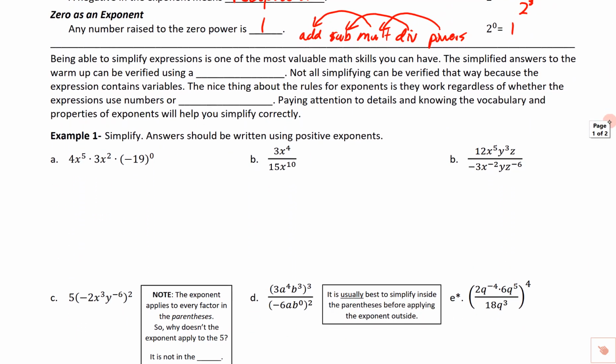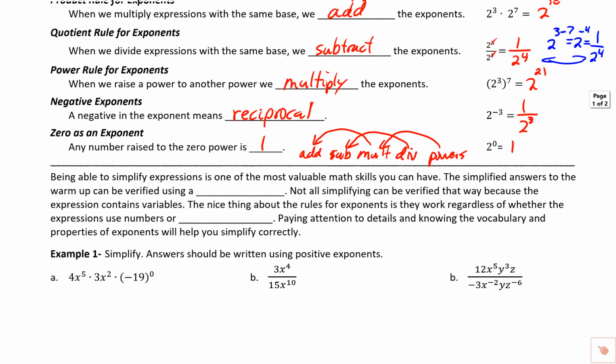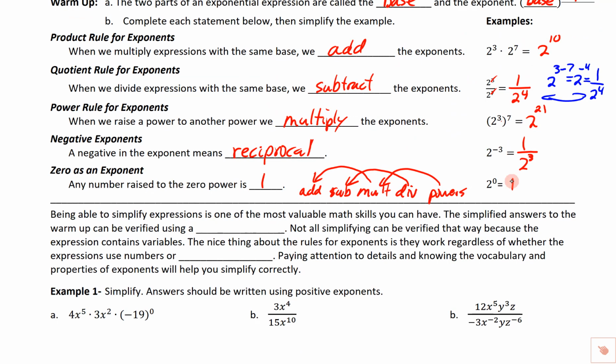So now, when we talk about simplifying expressions, that is one of the most valuable skills that you can have in math. We simplify things all the time. And the simplified answers to these warm-up questions, because they had numbers in them, you can actually verify using a calculator. So if you want to check those using a calculator, you're welcome to. You could type this into your calculator, do the multiplication, and then type in 2 to the 10th. It'll tell you the right answer. Same thing with 2 to the negative 3. It'll give you the same answer as 1 over 2 to the 3rd.